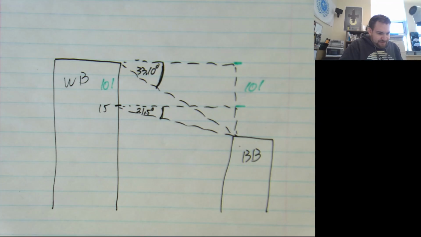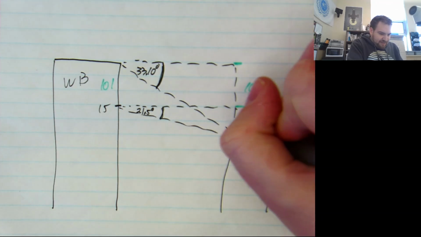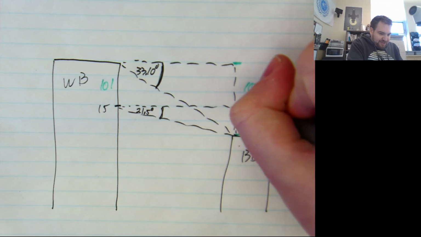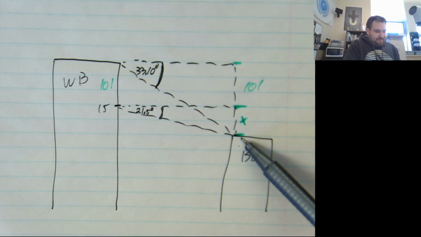So, this is gross. We'll call this value here x. Here's how I would do this question. I would call this little gap here x.